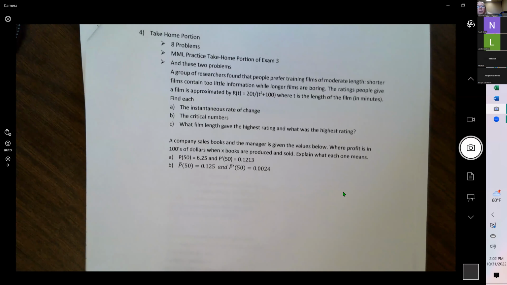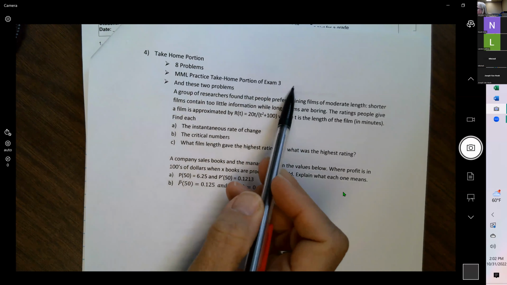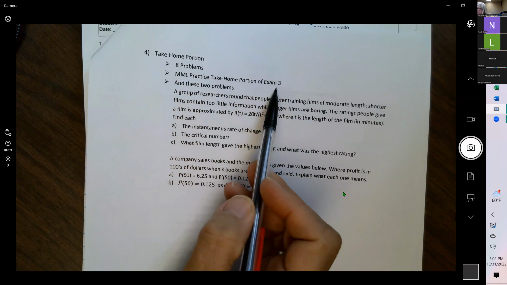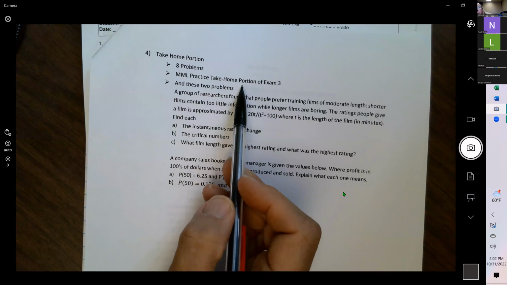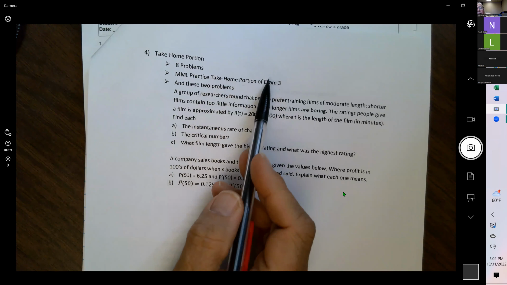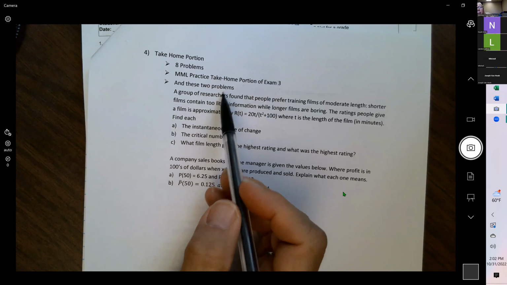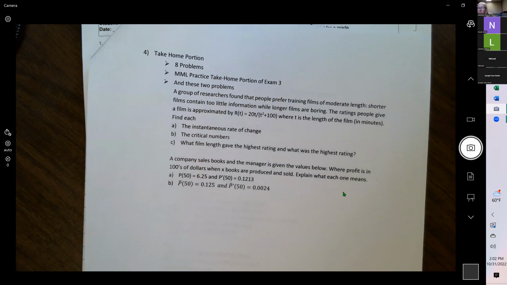The take-home portion has 8 problems on it, and they're similar to the practice problems. It'll say on my math lab practice take-home portion, exam 3. And so those, I think it's 6 problems, and then these 2. And so we'll go over them.